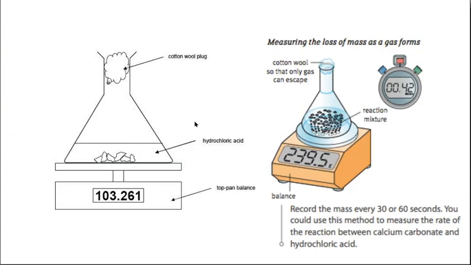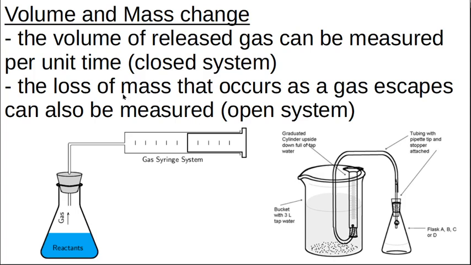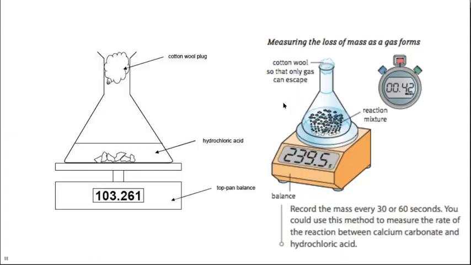Your other option, it's in the next picture, is the loss of mass as a gas escapes. Now we don't think of the air having a mass, we don't think of carbon dioxide having a mass, but the carbon dioxide obviously has a mass because we do calculations with it all the time. So in an open system, these two are closed systems because there's no way for the gas to go, but this is an open system. Here they've got hydrochloric acid and probably calcium carbonate, and the acid is going to react with the calcium carbonate and produce carbon dioxide gas, a salt and water.